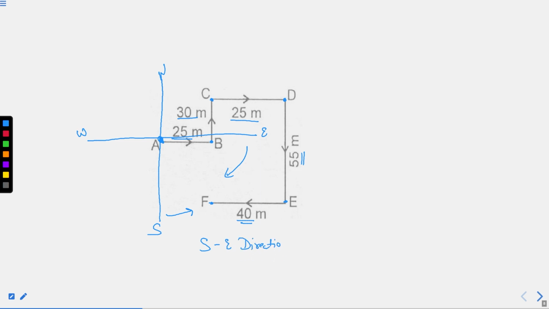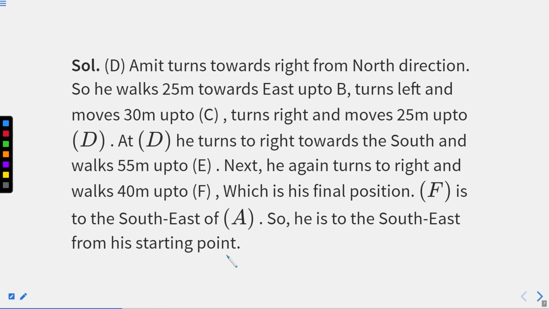I hope you are clear with the direction part. For that, you can see these things here as well. Amit turned towards the right, north, from the north direction, walked 25 meters and so on. So he found himself in the southeast direction from the starting point. I hope this part is clear. I hope you are clear with all the directions as well.